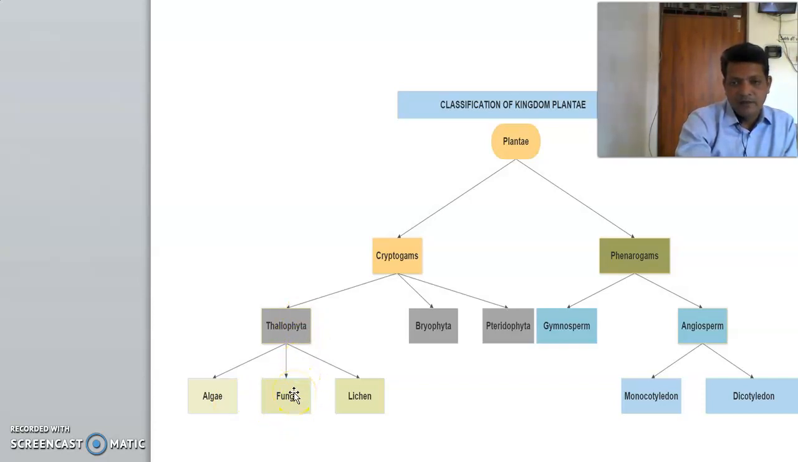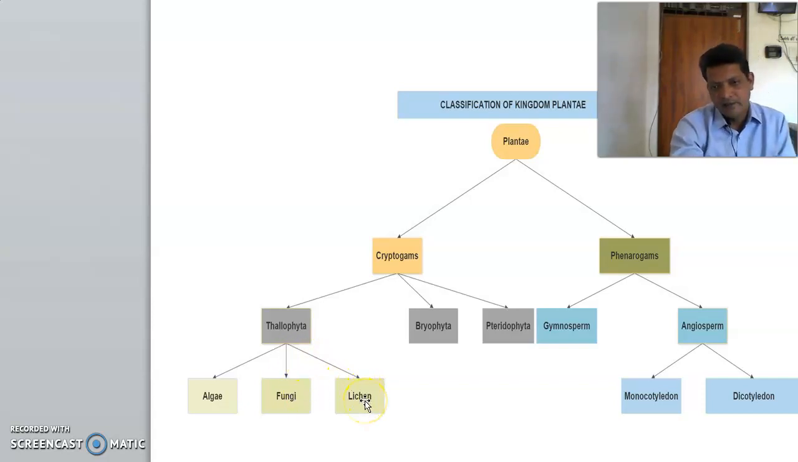Fungi are a very special type of plant group. What is the characteristic feature of fungi? Their body is made up of small thread-like structures, that is mycelium, and they are non-chlorophyll-bearing plants, meaning chlorophyll is absent in fungi. They have either a saprophytic or parasitic mode of life.